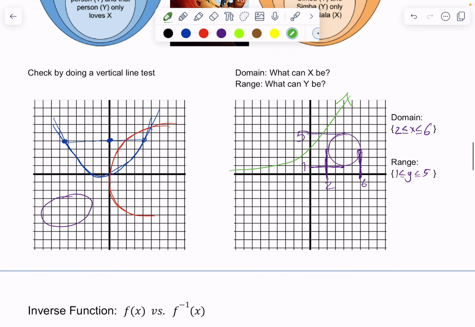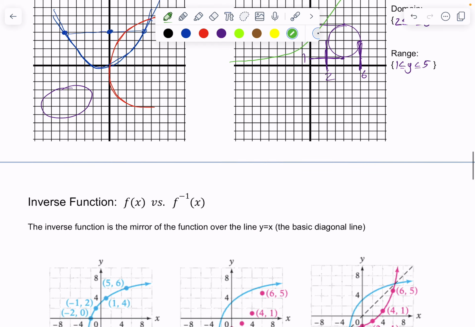So domain begins with a D, associates with the X. R, range, associates with the Y. Alphabetical order, all alphabetical order.